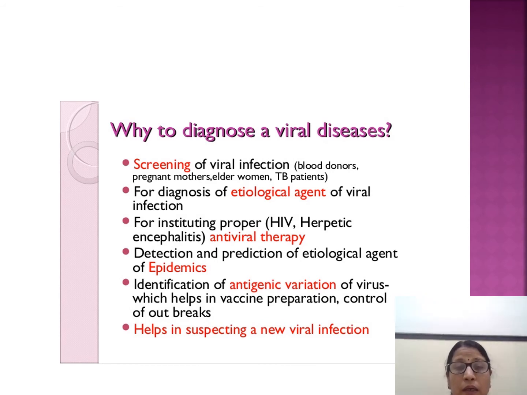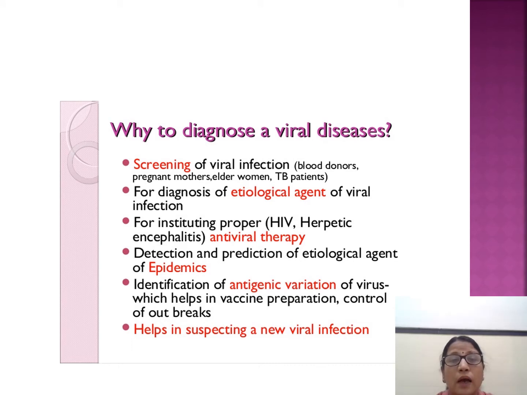Then in some diseases, antiviral drugs are available. So again it is essential for us to diagnose that particular viral infection, because in order to start antiviral therapy we have to diagnose viral infection. Then there are epidemics. Suppose now we are going through a pandemic. Whether there is an outbreak, an epidemic, or a pandemic, obviously there is a causative agent. To find out what the causative agent is, again we have to diagnose viral disease.